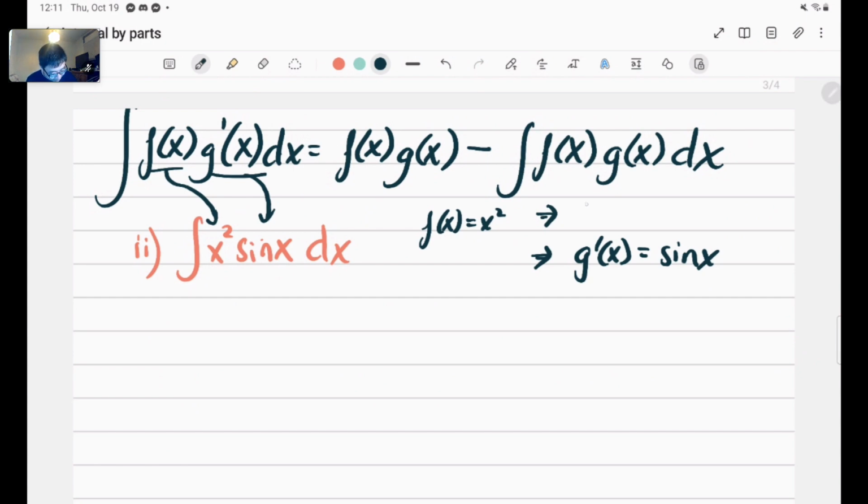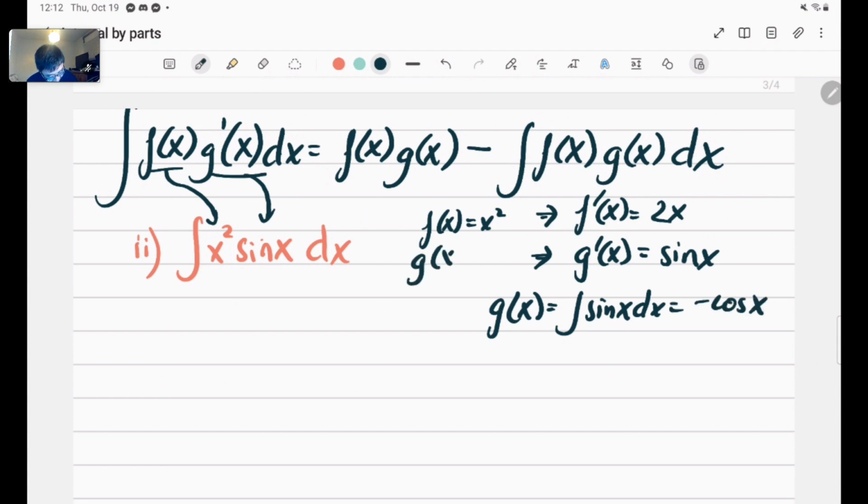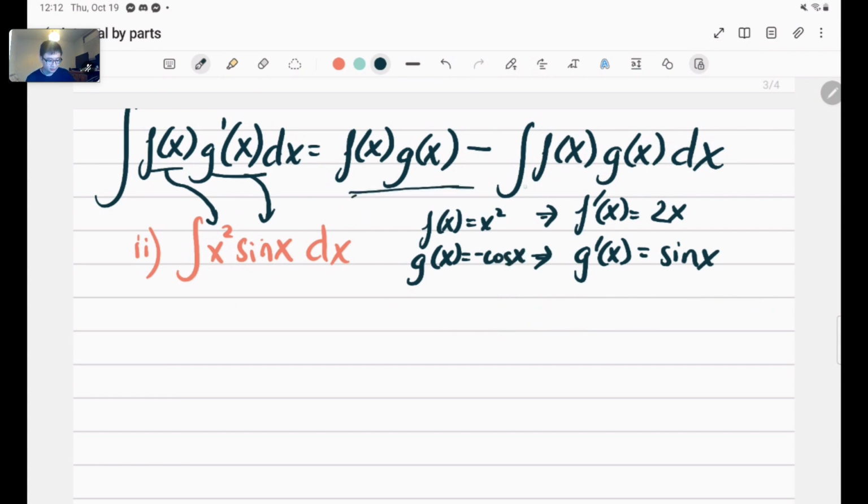So f prime of x is equal to, well, the derivative of x squared is 2x, right? And of course g of x means you integrate sine of x dx, and the integral of sine of x is negative cosine of x. So g of x is equal to negative cosine of x. Use the formula above and solve for this. So this is equal to f of x, x squared, times g of x, negative cosine x. Allow me to bring the negative sign outside, so it's negative x squared cosine of x.